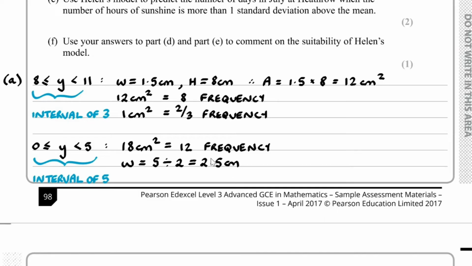And now that we know the width, area divided by the width will give the height. The height is equal to 18 divided by 2.5, which is equal to 7.2 centimeters. The width is 2.5 centimeters. The height is 7.2 centimeters.